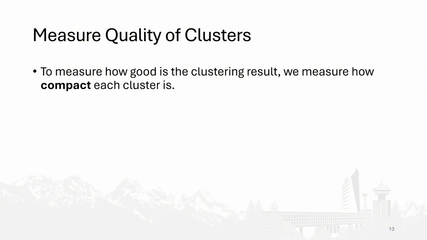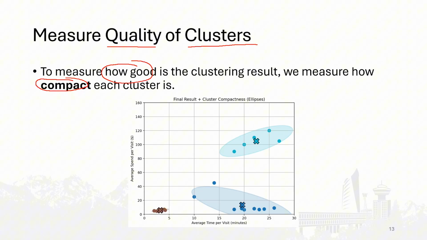Now, the next question is that we want to measure the quality of the clusters, right? Because the K-means algorithm doesn't always give us the optimal solution. So we want to measure how good is the solution given by our K-means algorithm. There's one metric that we can use. To determine how good the clustering result is, we want to measure how compact each cluster is. So what does that mean? For example, let's use the same example here. We have 2 clusters, right?